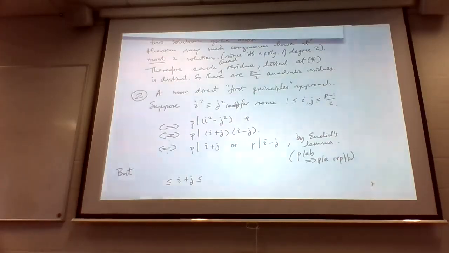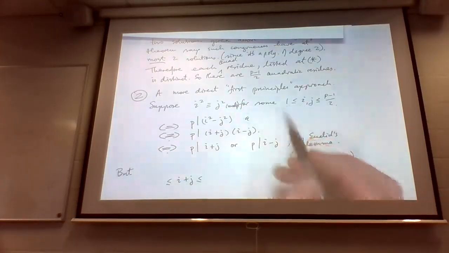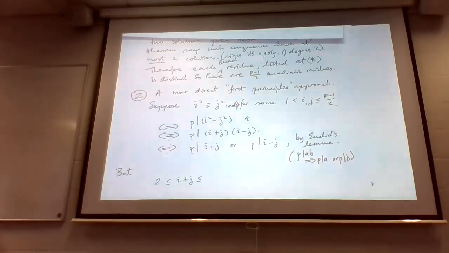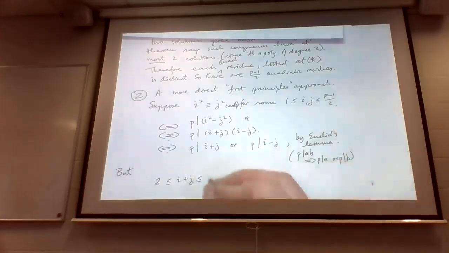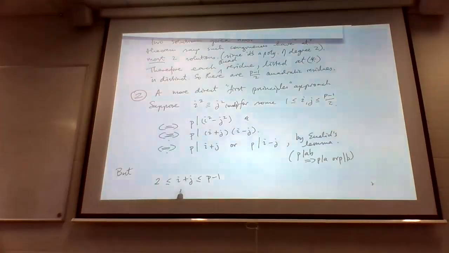See, it's at least 2, because both i and j are at least 1. So the sum of them has to be at least 2. The biggest they can be is (p minus 1) over 2, so the biggest i plus j can be is p minus 1. Okay. Now, can p ever divide such a number? Can such a number ever be a multiple of p? No, it's too small. It's not small enough to be 0. 0 is technically a multiple of p, but it's smaller than p, so there's no multiple of p.